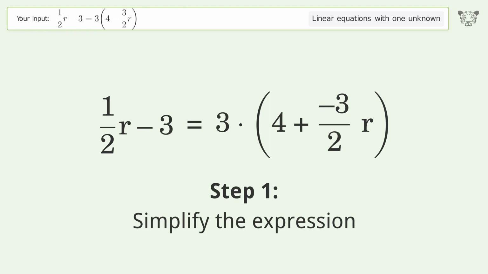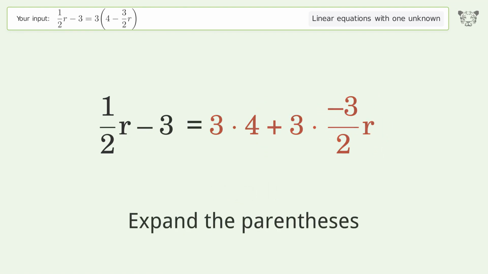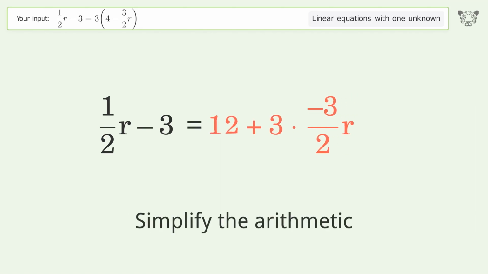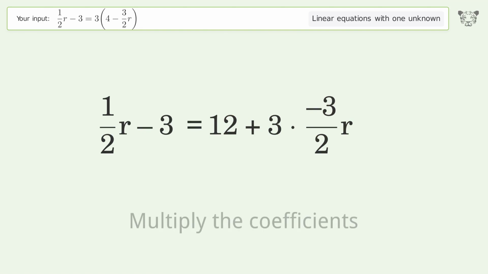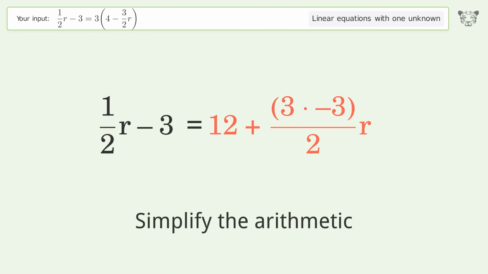Simplify the expression. Expand the parentheses. Simplify the arithmetic. Multiply the coefficients. Simplify the arithmetic.